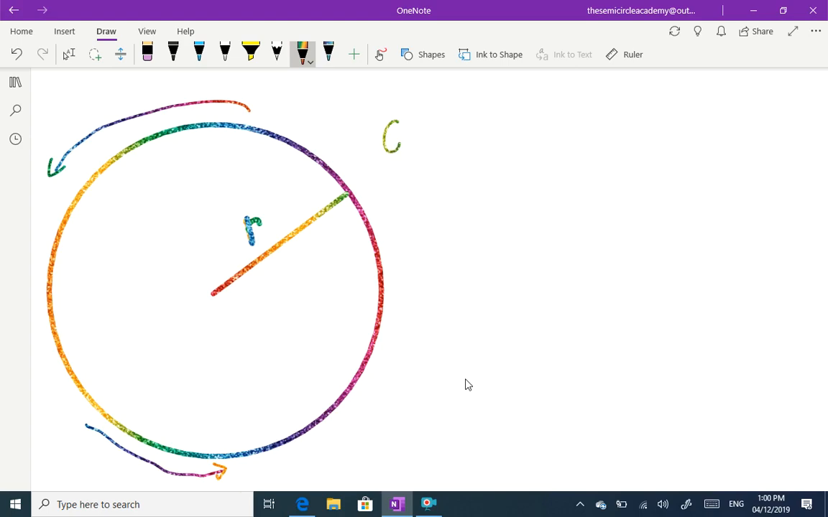So the perimeter of a circle. Remember, a circle is not a polygon. The perimeter of a circle, they're referring to the distance around the circle, the full distance around the circle. And as I said, the perimeter of a circle is referred to as the circumference. So the circumference of the circle is the perimeter of the circle, or the distance around the circle.